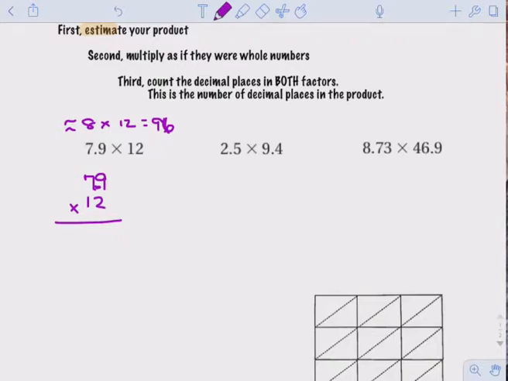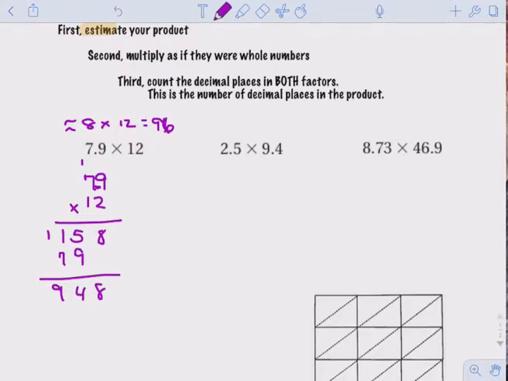Okay, and I multiply. 2 times 9 is 18. Carry the 1. 2 times 7 is 14, plus 1 is 15. 1 times 9 is 9. 1 times 7 is 7. Add them up. 8. 5 plus 9 is 14. Carry the 1. 1 plus 1 is 2, plus 7 is 9. Now, our estimate should be around 96.